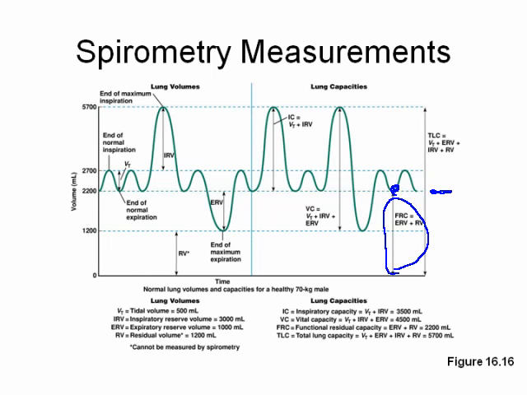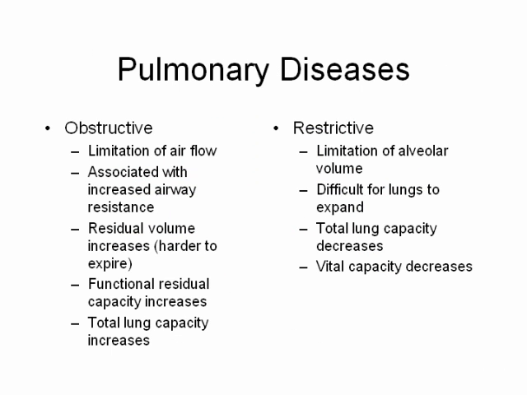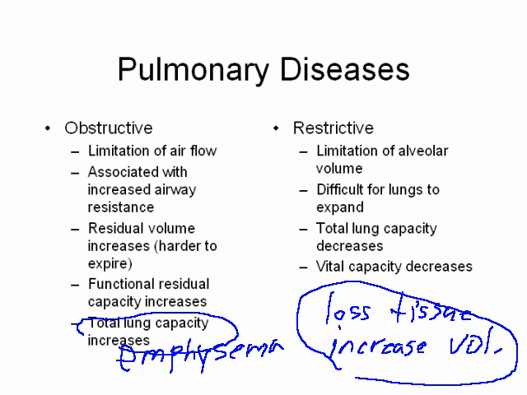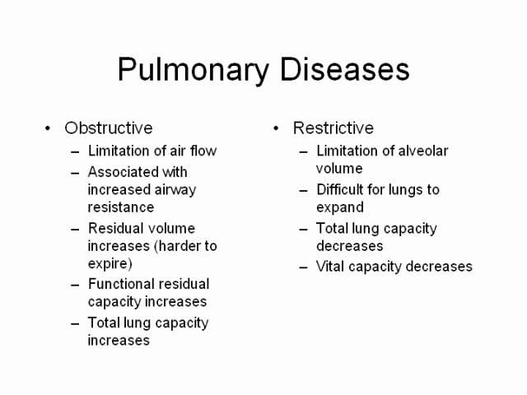So the functional residual capacity, of course, is going to increase if residual volume increases. And generally, total lung capacity increases as well. Now, some of this is because some of the air that's in the lungs gets trapped as it's difficult to expire, but also generally, especially in emphysema, you actually have a physical loss of some of the alveolar wall. So, of course, if you have a loss of tissue, you have an increase in total volume. So some of the increase in total lung capacity is due to this tissue loss, allowing a greater total volume within the system.